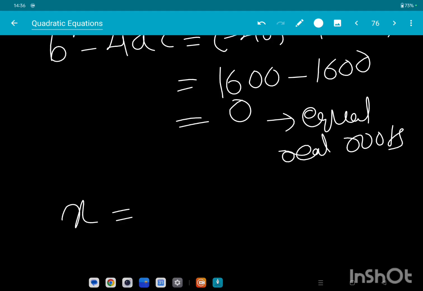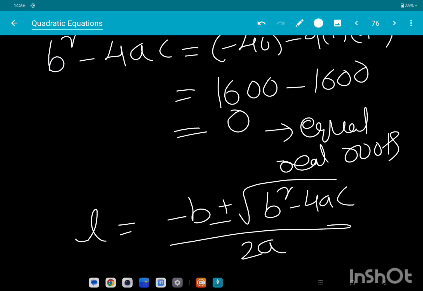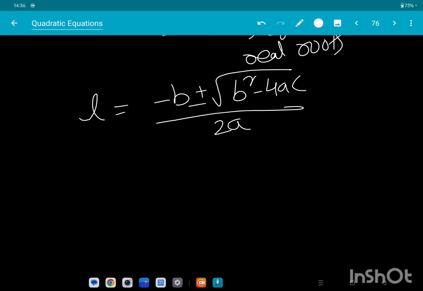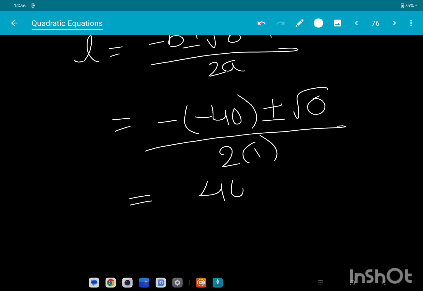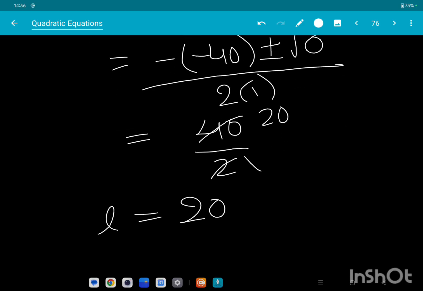How can I find them? Here we need to find the L value, right? L is equal to minus b plus or minus root of b square minus 4ac, by 2a. What is the b value here? B value is minus 40. So minus of minus 40 plus or minus root 0, divided by 2 into 1. Minus into minus is plus, 40 divided by 2. 2 20s are 40. So here L is equal to 20. We found the length. L is equal to 20.